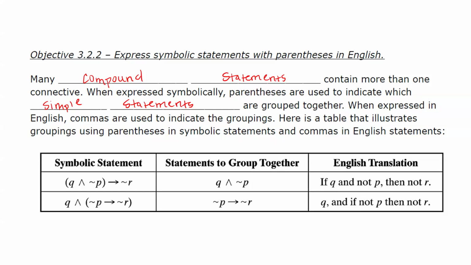Okay, so the last two problems that we just did were introduction into this objective. So if we have a symbolic statement like the two that we have here, all right, Q and not P. So if Q then and not P, then not R. So the statement that's grouped together is Q and not P. Okay. The next one, Q and if not P, then not R. And what's grouped together is the not P and the not R.